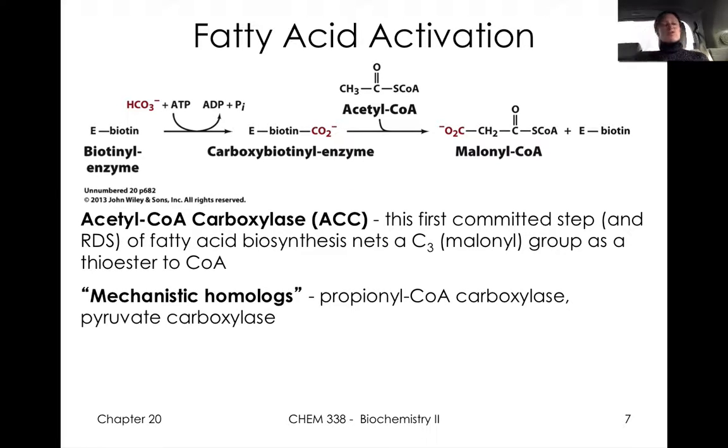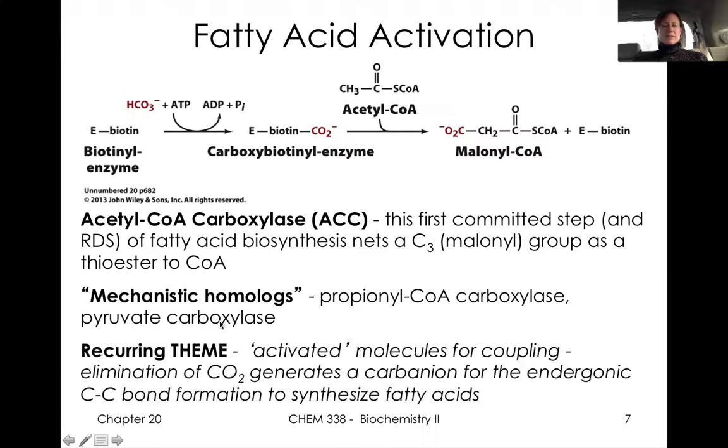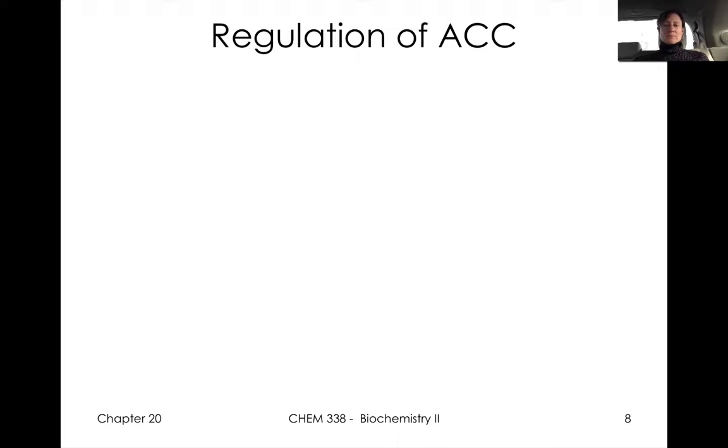So we'll review some chemistry we've seen already, where we have vitamin B7, for example, required for pyruvate carboxylase. So a theme, again, that we're going to see recurring here, we want to couple things together and we want to make carbon-carbon bonds. It's not uncommon that we carboxylate something so that we can decarboxylate, generate our carbon nucleophile that we can then do chemistry with.